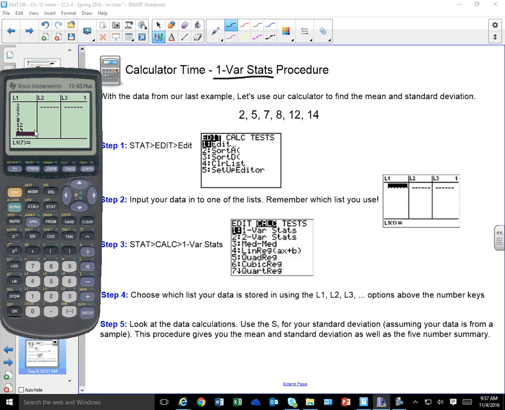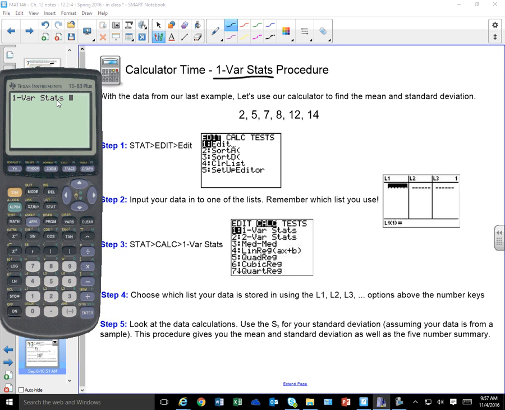All right, once you've typed it in, it's saved in there. You don't have to push save or anything. It's already going to be saved in that list 1. So we're going to go back to Stat, and now we're going to Calculate. And we're going to do this very first thing here, the one variable stats.